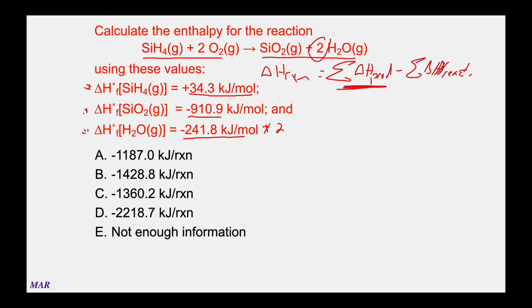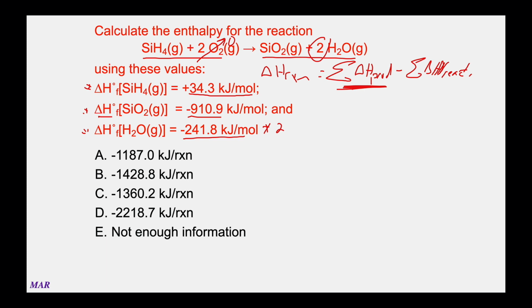But notice there is no delta HF for oxygen. The reason I didn't include it here was to make a point again that the heats of formation, the delta HF values, will always be 0 for the elements in their standard states. So any of the elements in their standard states are just going to be 0. So on this one, you don't have to worry about the O2s. They're just equal to 0.